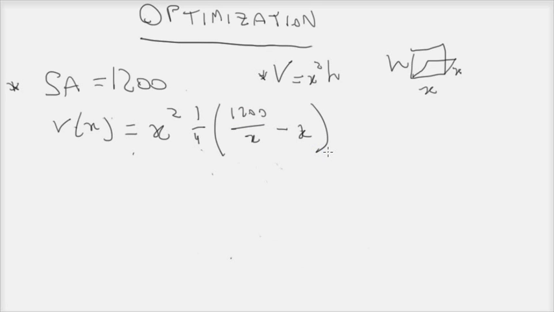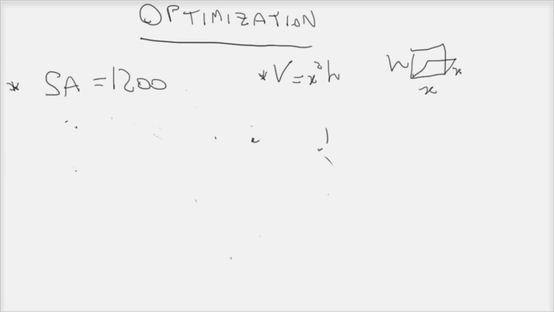There we go. And so we can do a little bit of simplification here. We can multiply this x squared into this equation to make this a little bit more manageable. And so that'll be a fourth 1200x minus x cubed.